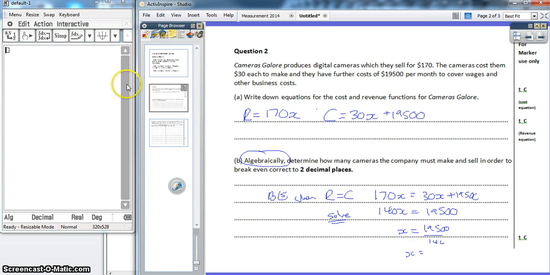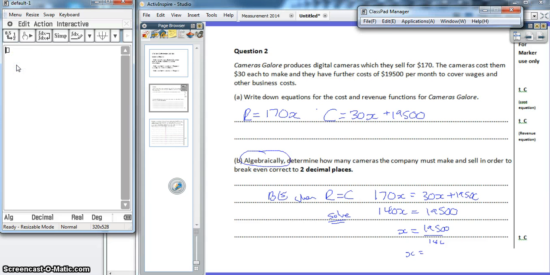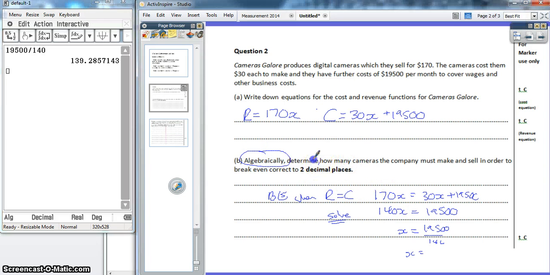If we go over and have a look at the calculator, 19,500 divided by 140 gives us 139.2857. Now it says correct to 2 decimal places, so it's going to be 139.2, and it's going to go up to 9 because the third decimal place is 5. So 139.29 cameras.